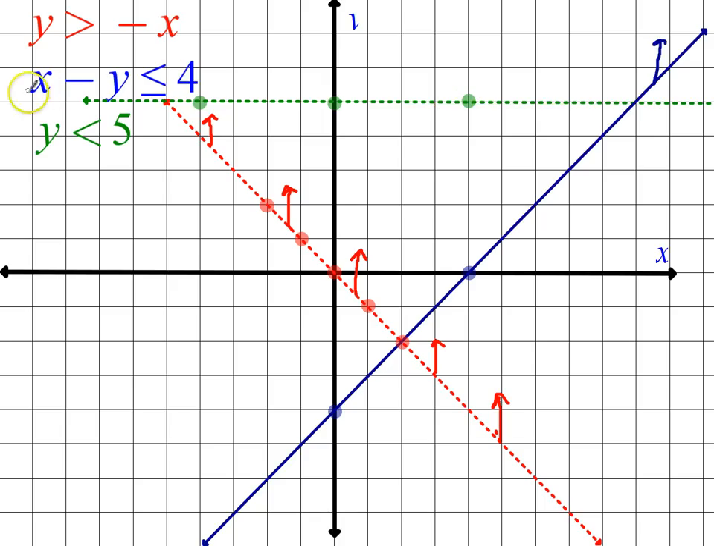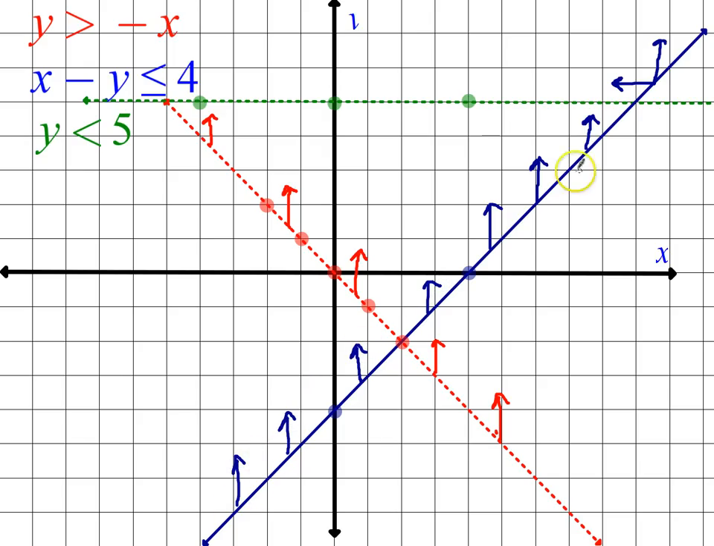Now another way you could look at it is x is less than 4. So you could also say, all right, the values that are to the left, because those are the values where x is lower, okay? But in order to maintain consistency, let's keep going with the y values going up. So we know we're going to shade all of this area here.